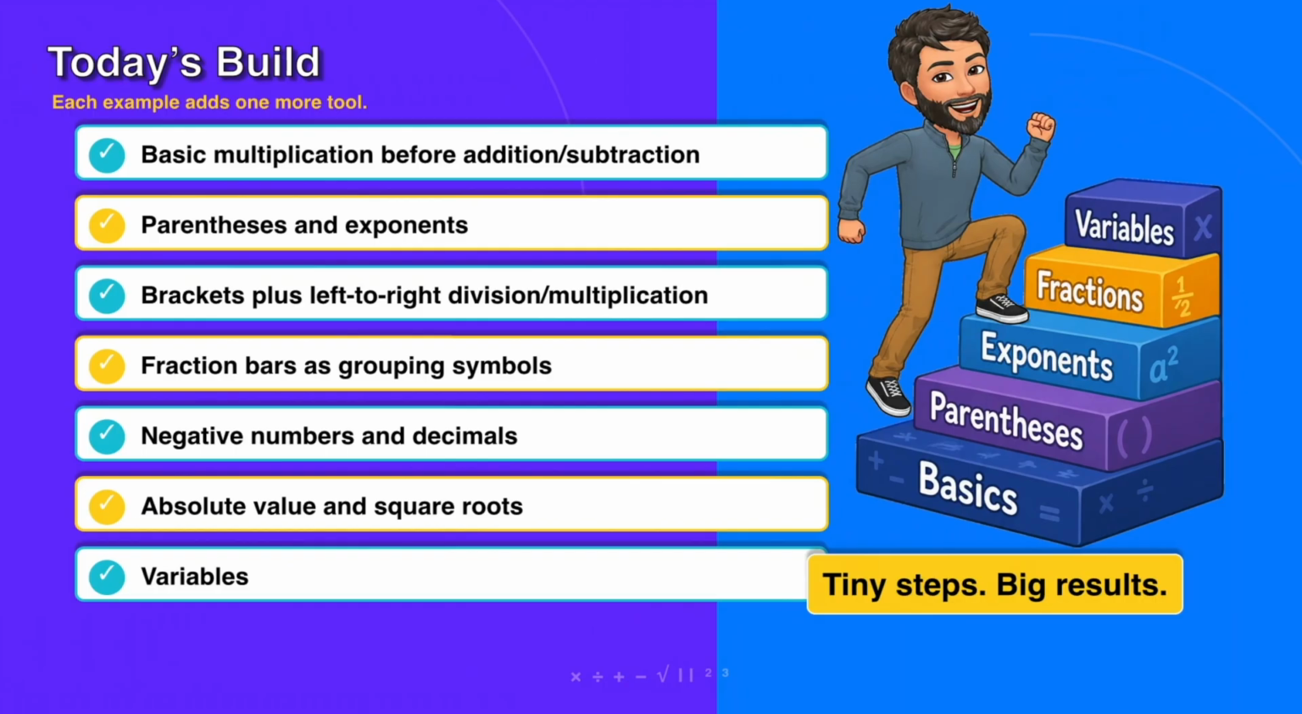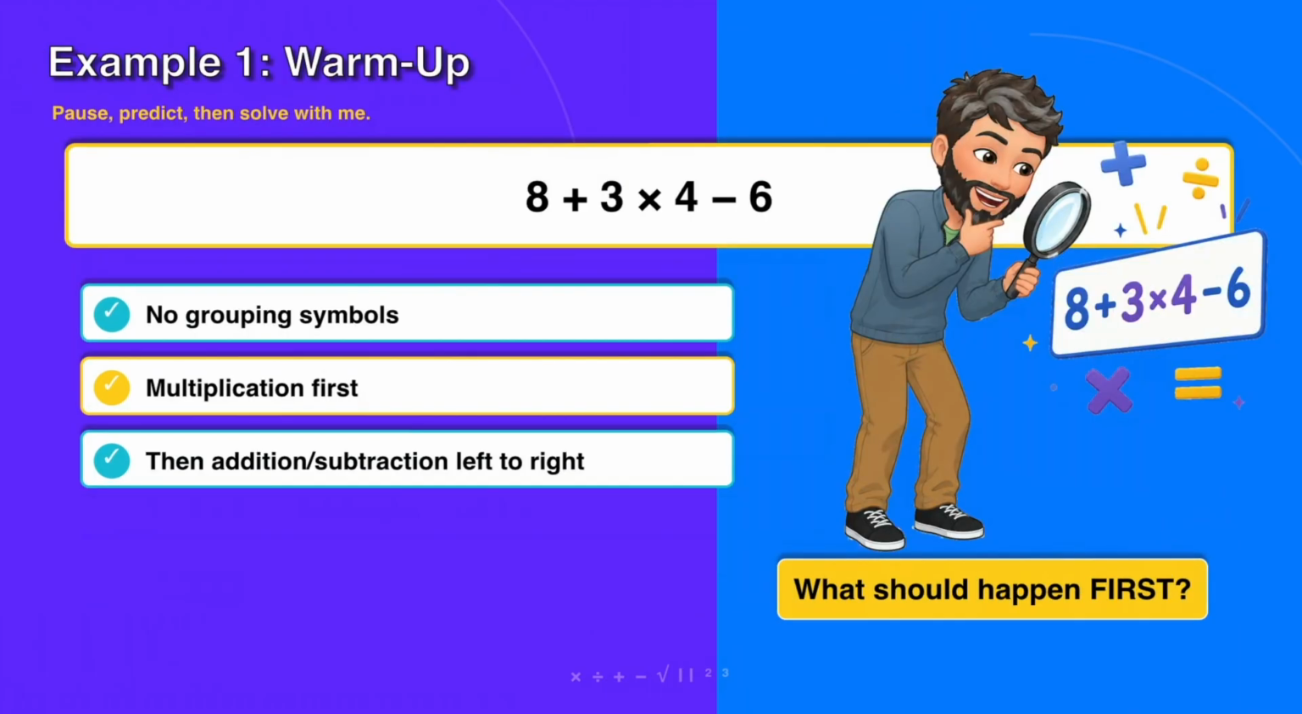Stick with me though, because if you make it through the whole video and you get towards the end, you're going to be like, wow, I'm really impressed at the type of problems I'm solving. We're going to start off with this problem right here, 8 plus 3 times 4 minus 6. As you can see, there's no grouping symbols yet, so no parentheses or brackets. We'll start off with multiplication and then we'll move into addition and subtraction, okay?